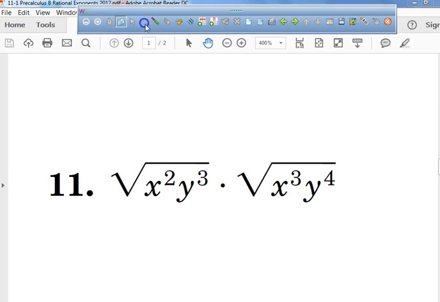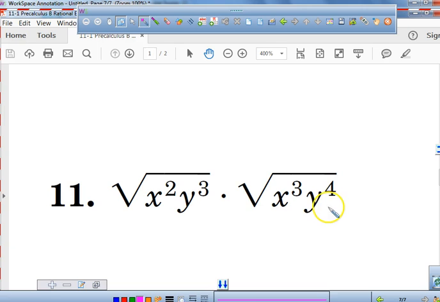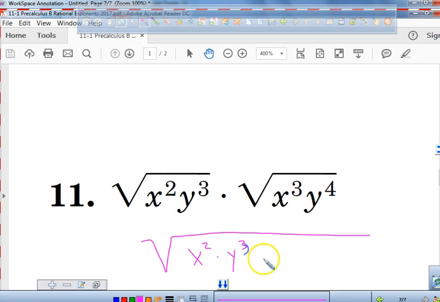Alright, everybody, right now I want you guys to place all of these variables underneath one radical, if you would please. I've got x squared. I've got y cubed. I've got x cubed. I have y to the 4th. Even though you can't see it, what number's going to go right there? 2. Yes.